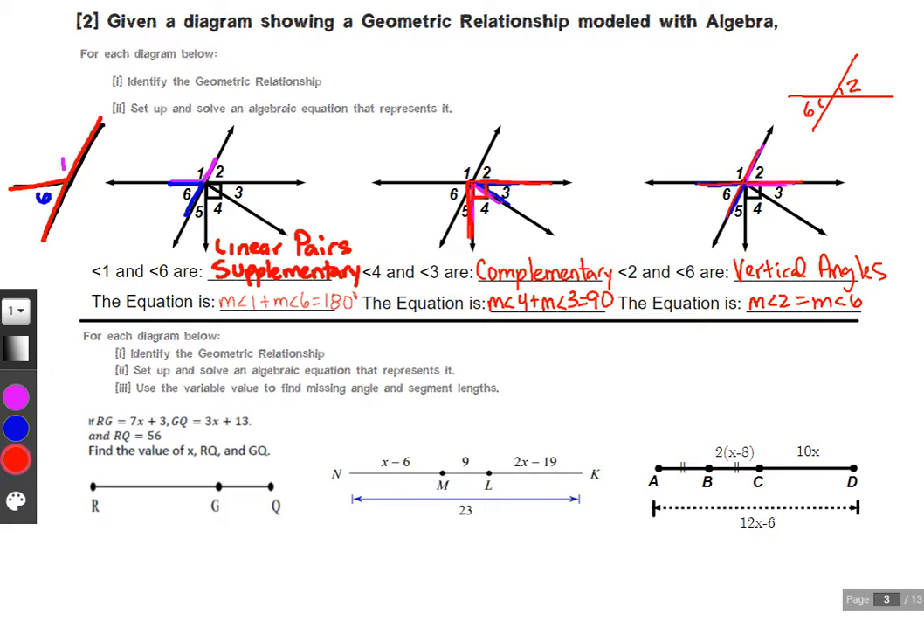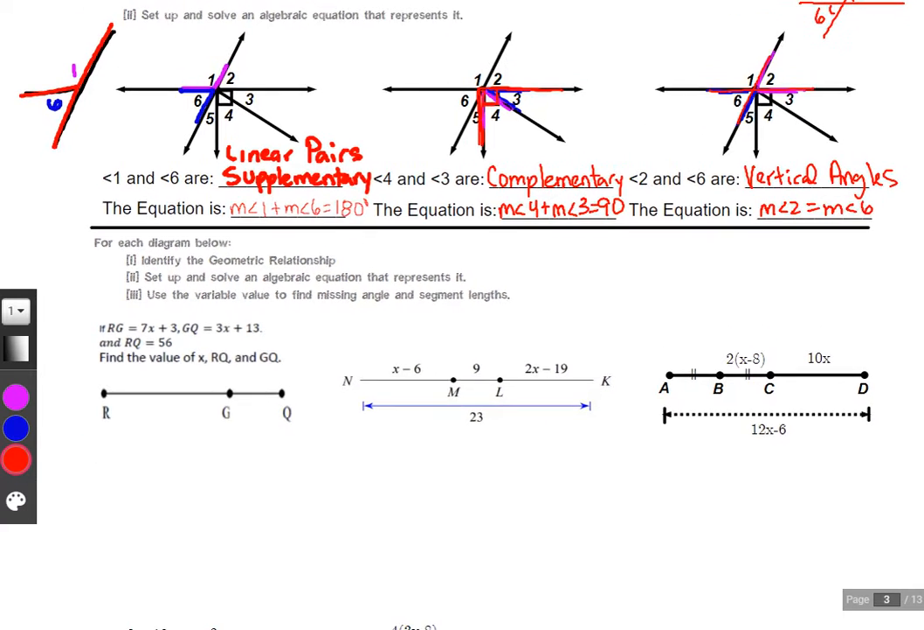And so we see our basic layout here, where we're either adding things together to get a total, or we're going to have congruency. In this case, the totals were definite, 180 and 90, but they also could be generalized as angle addition or segment addition, in different examples anyway. Let's move on to the bottom.